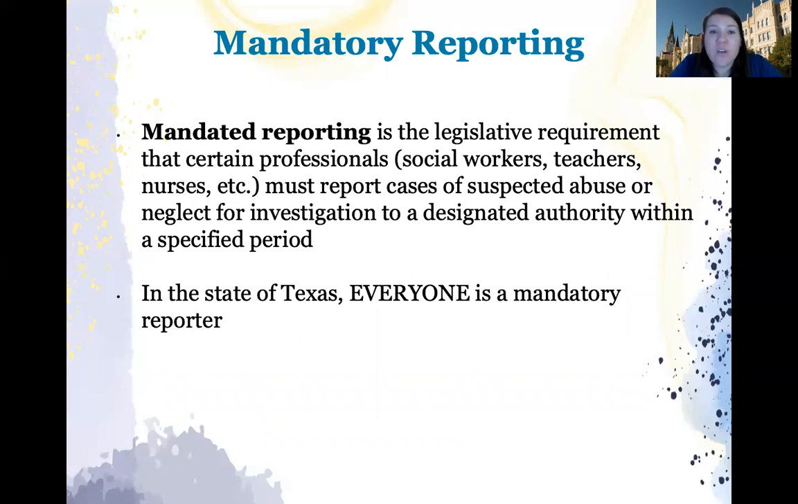Mandatory reporting. So this is the legal requirement that certain professionals must report cases of suspected abuse, usually within a specific time period. So in the state of Texas, everyone is a mandatory reporter. It's not just a certain professional. Again, certain states sometimes deem certain professionals responsible. In the state of Texas, everyone is responsible. Everyone is a mandatory reporter of suspected child abuse.